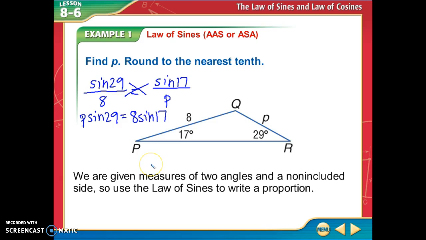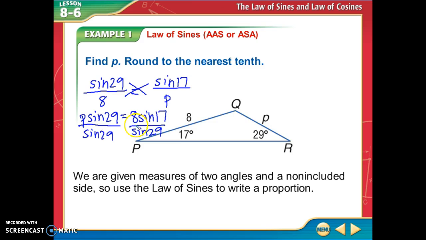Don't plug it into your calculator yet. You want to wait until the very last step so that you don't round too early, right? Sine 29 is a number value, so to get P by itself, I'm just going to divide by sine 29. This is what you're going to plug in.